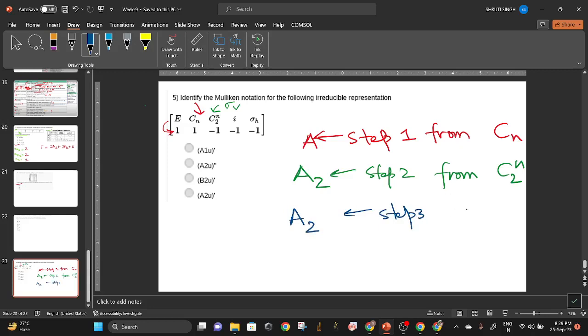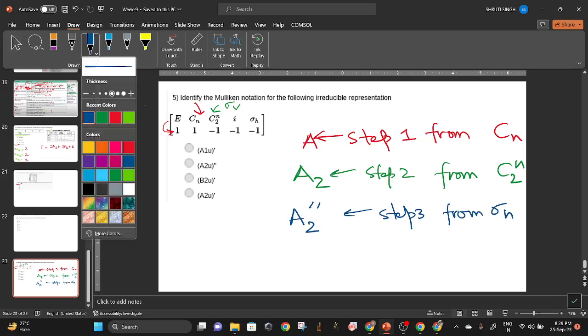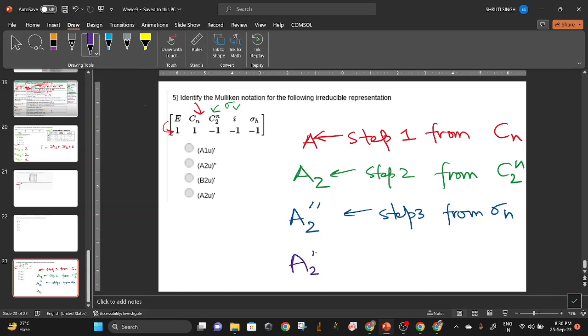Sigma H is minus 1, so it is negative, antisymmetric. So it is double prime. Then step 4, I. A2 double prime is there. So step 4 is from I. Since I is present, we are looking for I. If I is not there, then up to this. So whatever things are not there, if only 3 things are there, the symbol will be up to A2.